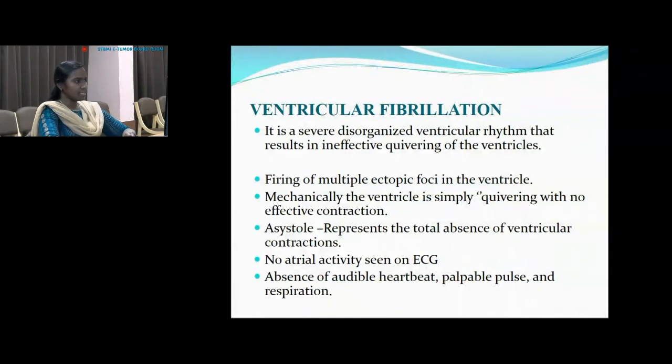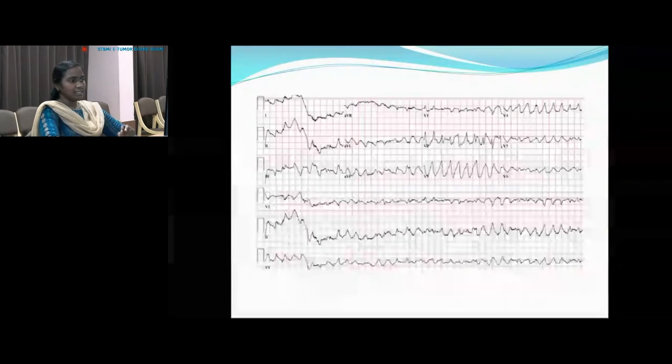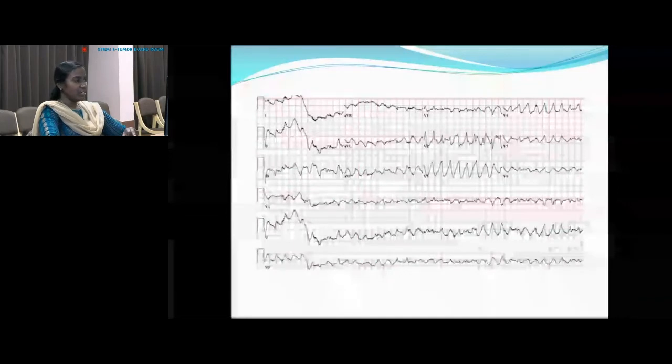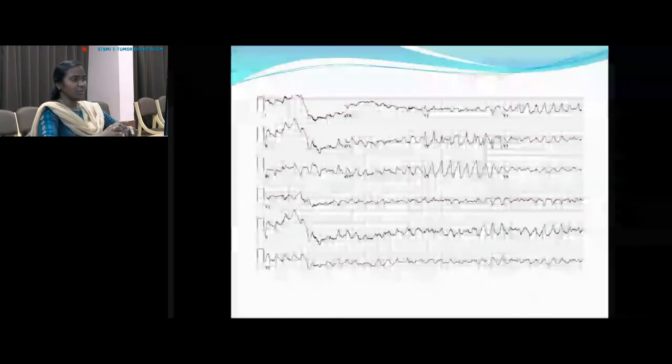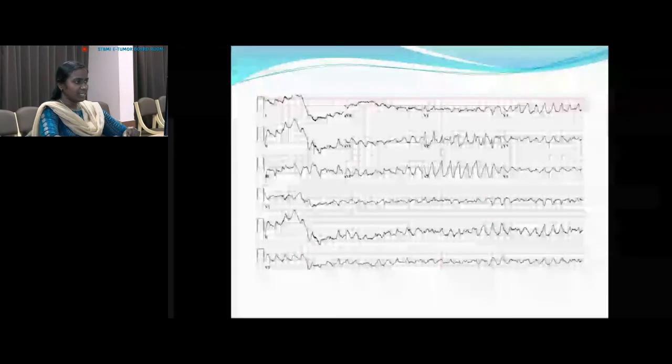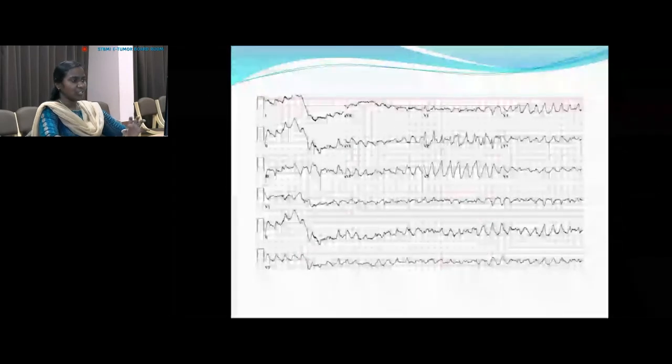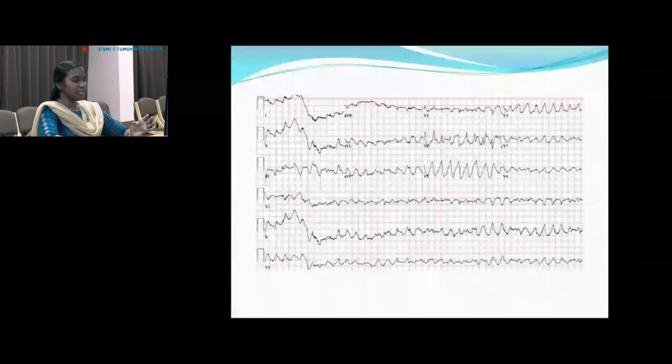See, this is the exact ECG strip of ventricular fibrillation, just quivering or just shaking of the ventricle. There is no effective contraction, neither atrial contraction nor ventricular contraction, so no cardiac output will be produced from the heart.